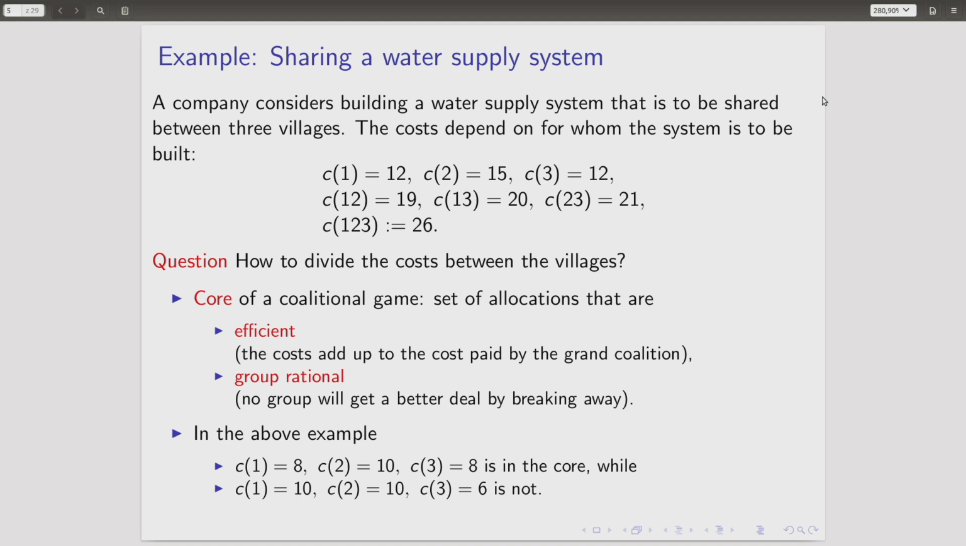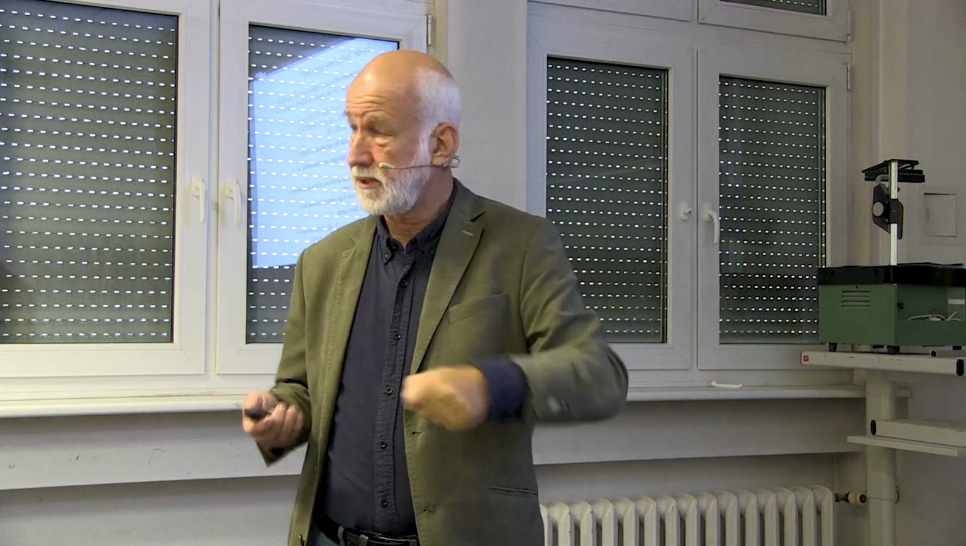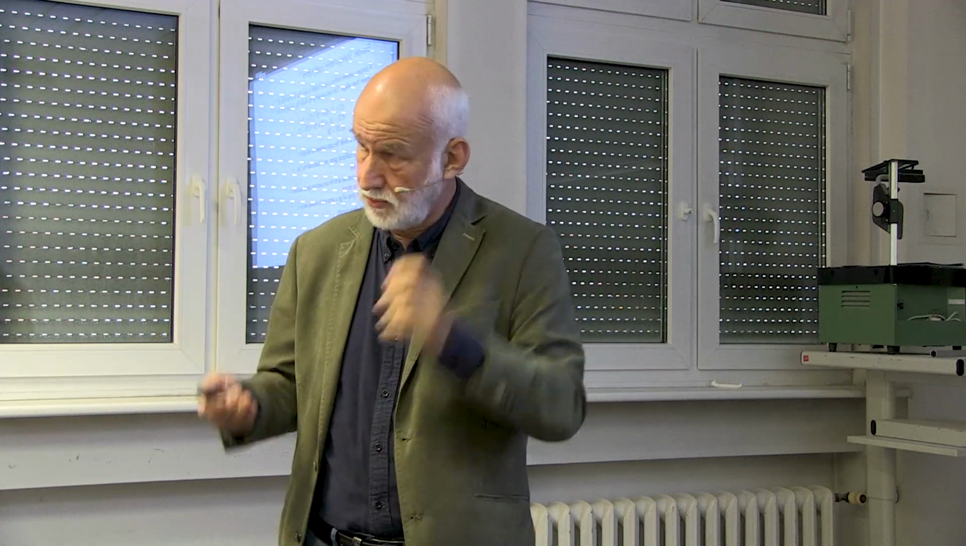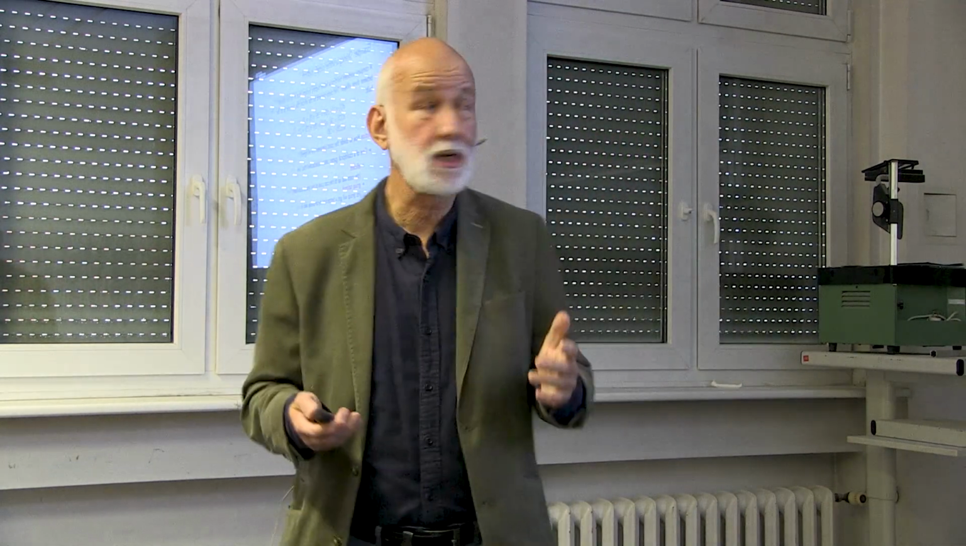And this is exactly one of the purposes of the coalitional or cooperative games. So one introduces a concept which is called a core. And a core is a set of ways of allocating costs. And it has to satisfy 2 conditions. One is that it has to be efficient. That is to say, you add up all these costs, and you get the cost of the whole group, which is called in this context the grand coalition.